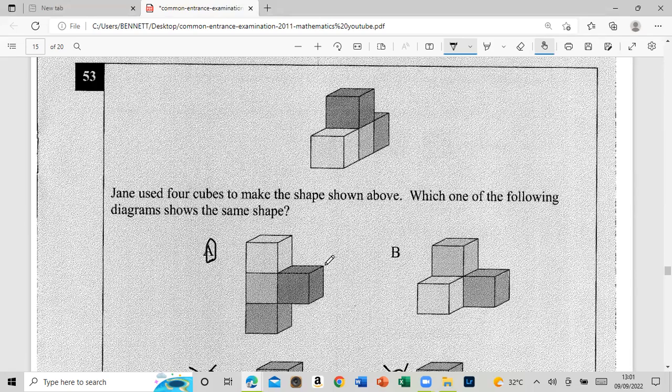And guys, you are supposed to work with your building blocks in your class. Ask the teachers, alright? Not your parents can buy them for you.